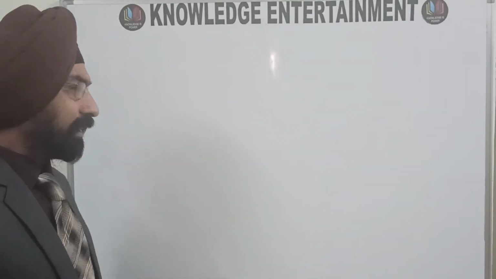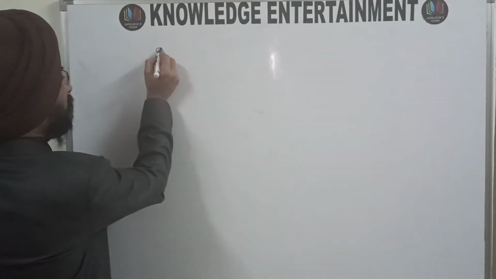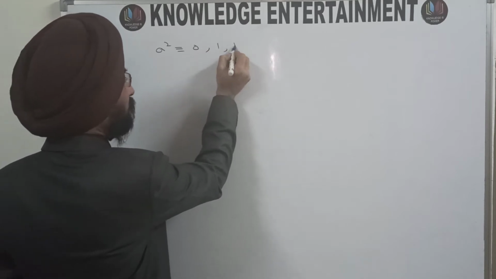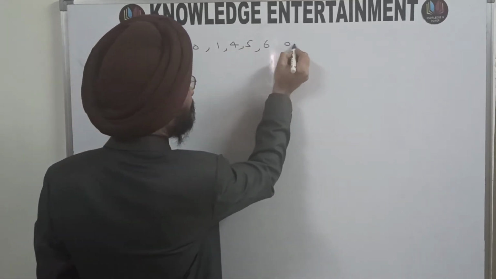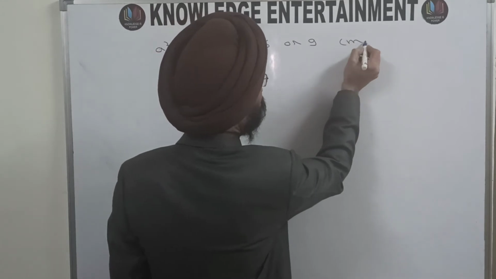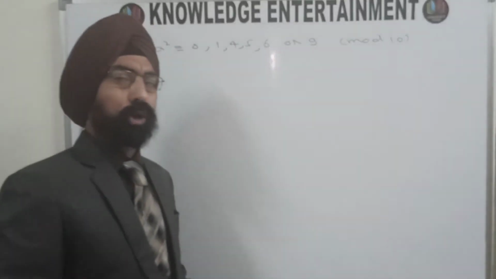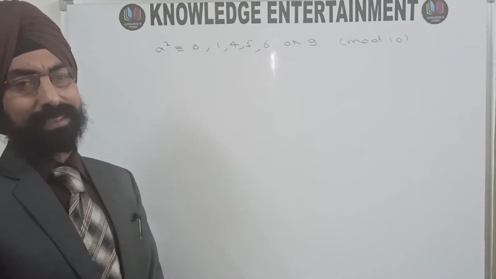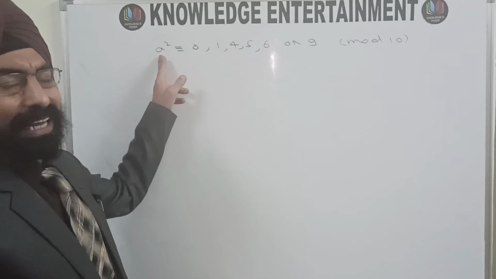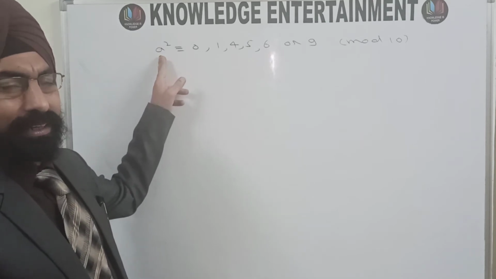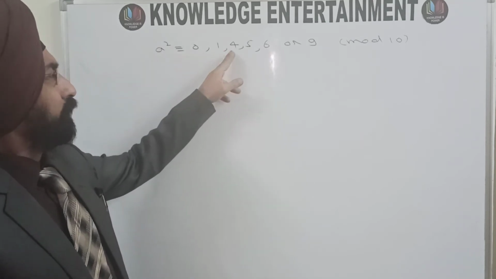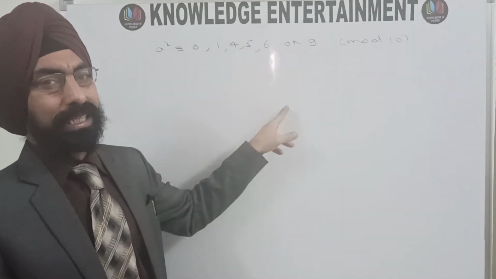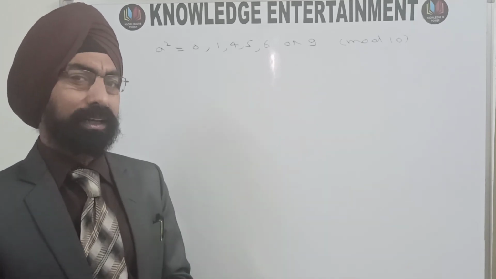So what these results are: number 1 is that a square is congruent to 0, 1, 4, 5, 6 or 9 modulo 10. When you are doing modulo 10, that means directly you are talking about the units digit. The units digit of any natural number a can be 0, 1, 4, 5, 6, 9, but it can never be 2, 3, 7 or 8. That's what we wanted to prove here.